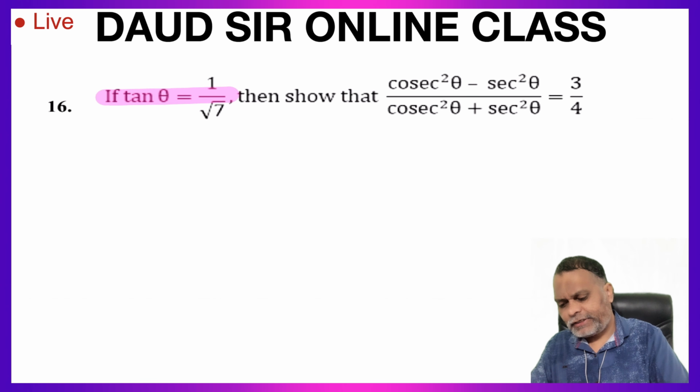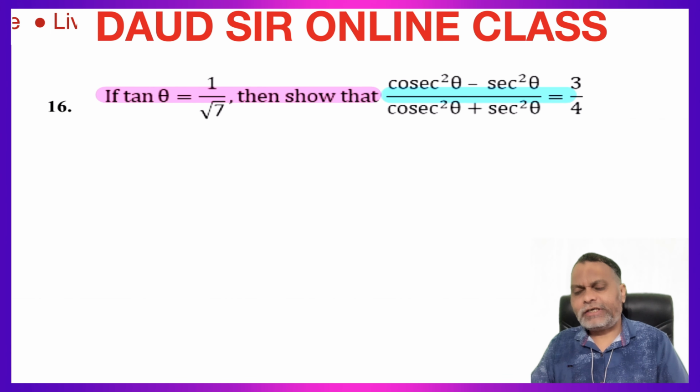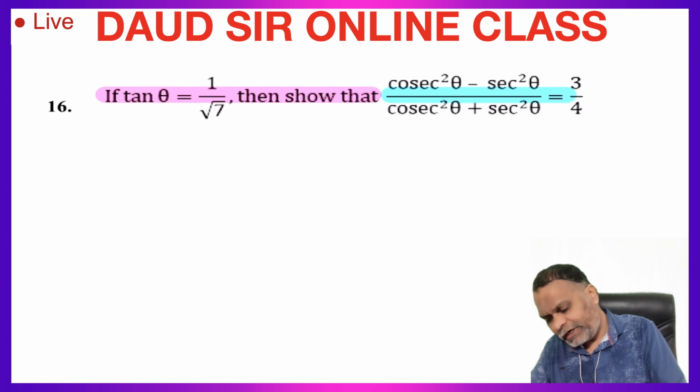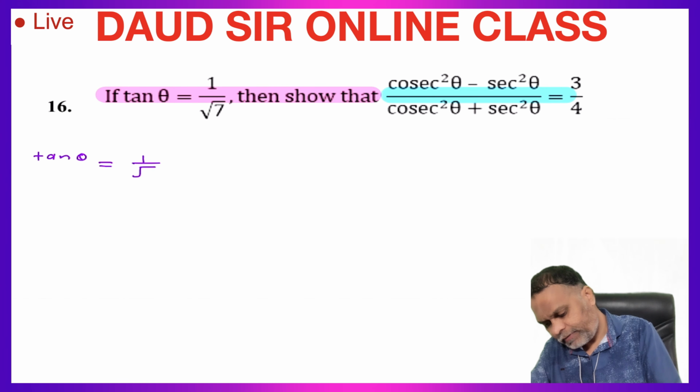Question number 16. If tan theta is equal to 1 upon root 7, then show that cosec square theta minus sec square theta upon cosec square theta plus sec square theta is equal to 3 upon 4. So take this given trigonometrical ratio, tan theta is equal to 1 upon under root 7. Basically tan theta is perpendicular upon base.